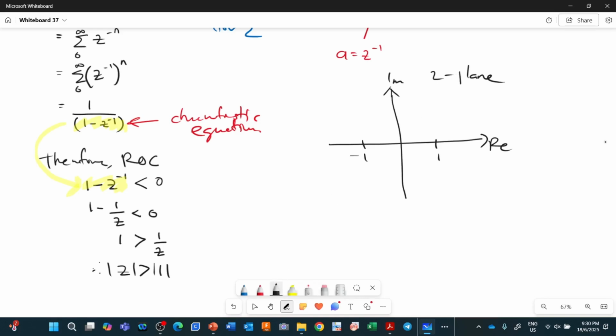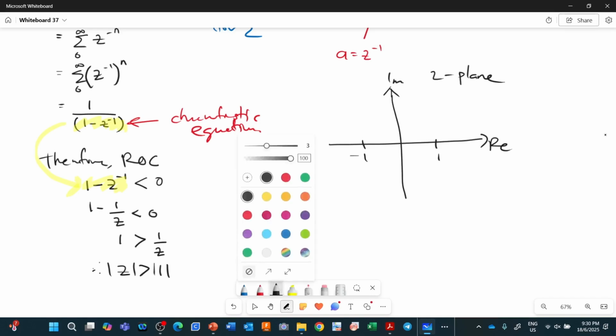Don't worry, we have time. Z plane. Okay, we have 30 minutes. Okay, so Z plane, draw the unit circle.